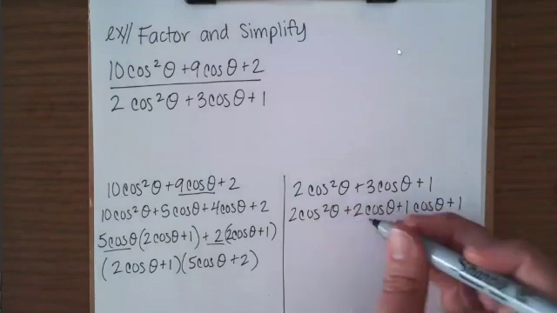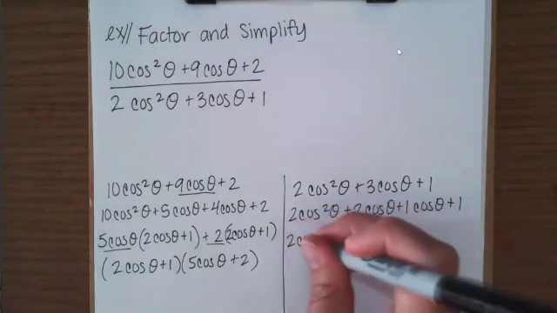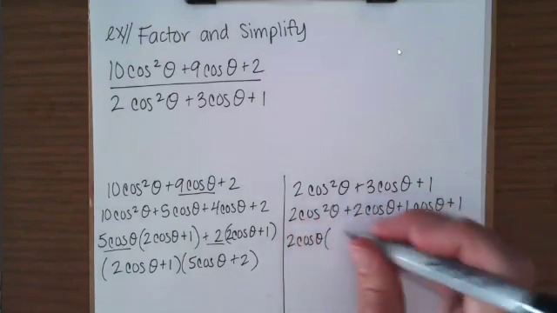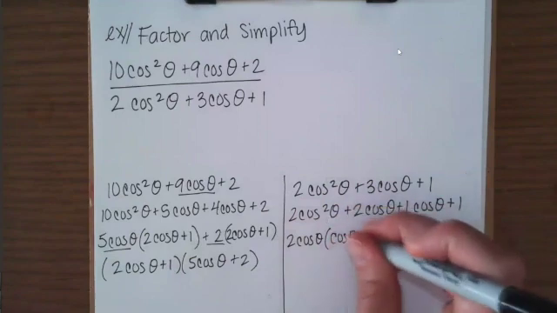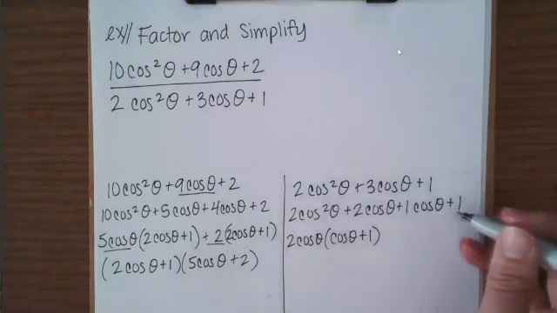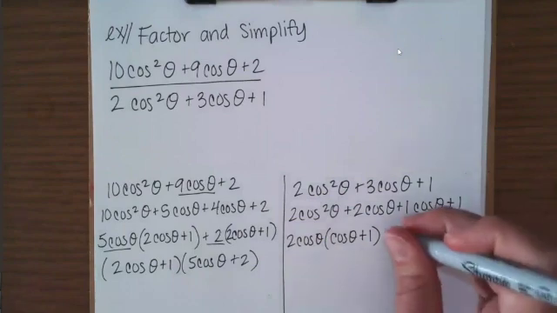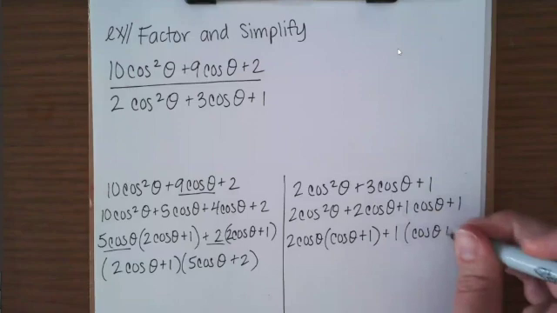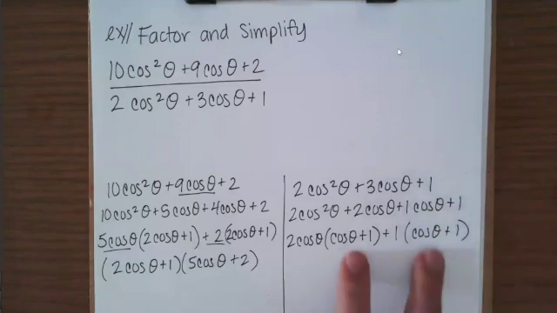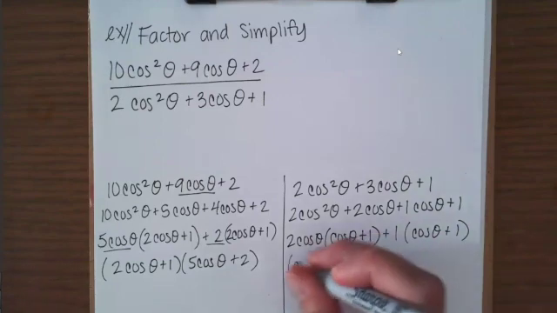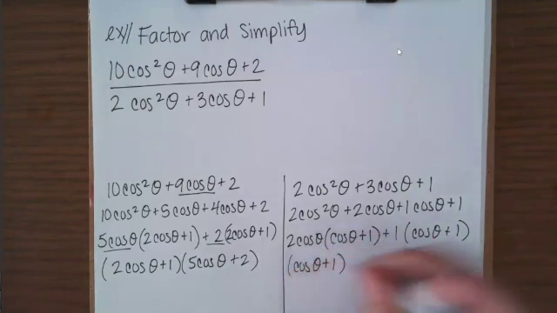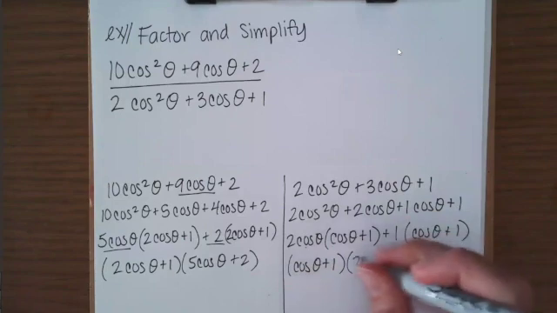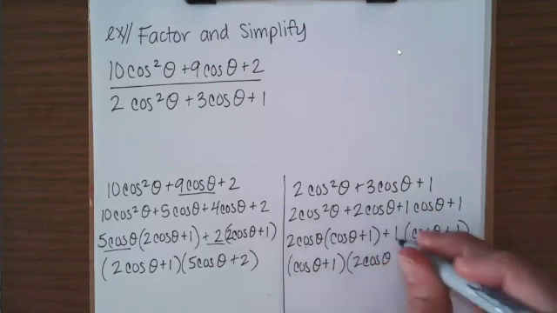Okay, so now we look at these first two terms. They both have in common a 2 cosine of theta. That leaves me with a cosine of theta plus 1. Here, these two terms have a common factor of 1. I actually want to write that 1 as a placeholder so I don't forget that that's what's out there. If we've done this correctly, these two things should match, and they do, so now we pull that out, which leaves me with a 2 cosine theta from here and a plus 1 from here.